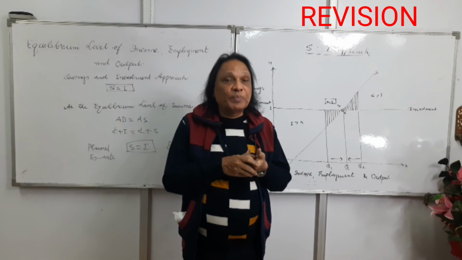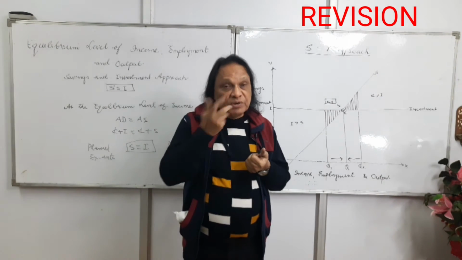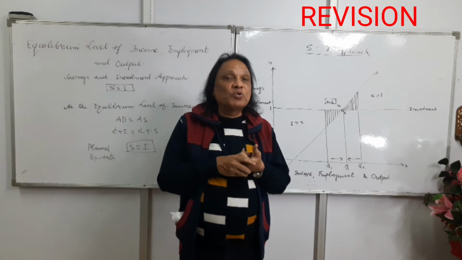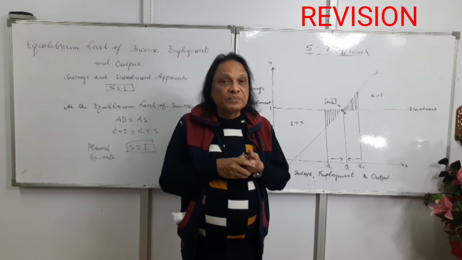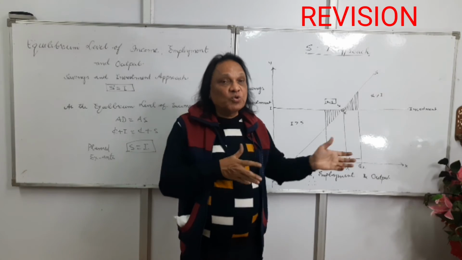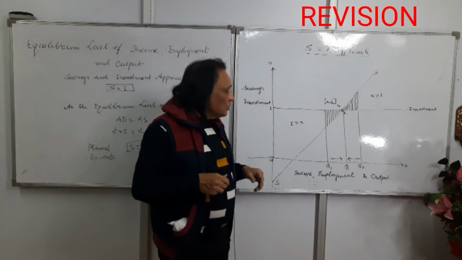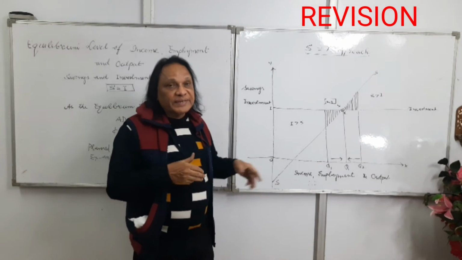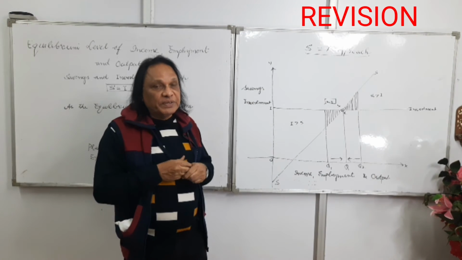Planned savings are equivalent to planned investment. Ex ante savings are equivalent to ex ante investment. The planned AD is equal to planned output at the equilibrium. You can't have any other equilibrium. This is shown with the help of a graph here. On the x-axis, you got income, employment and output. On the y-axis, you got savings and investment.